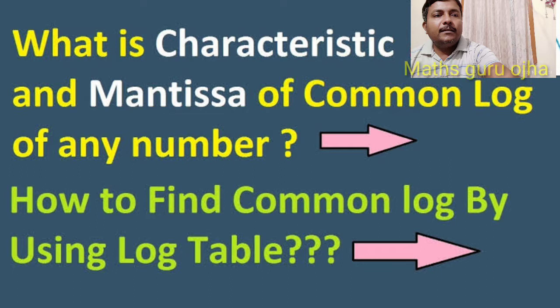Certain terms are used while we use the log table. So what are the terms? One is characteristics, another one is mantissa, and then mean difference. So how will we be able to find these characteristics and mantissa using the log table?